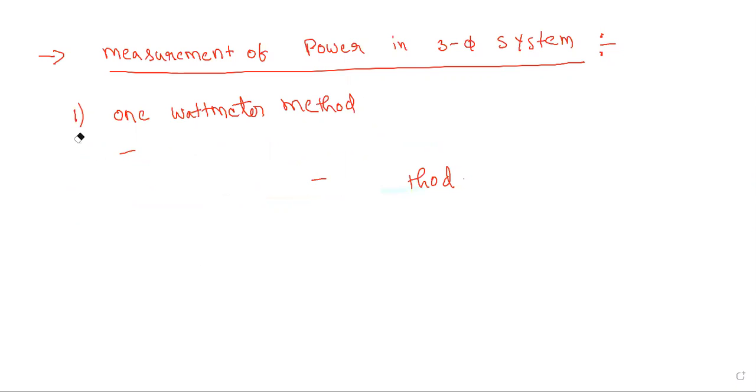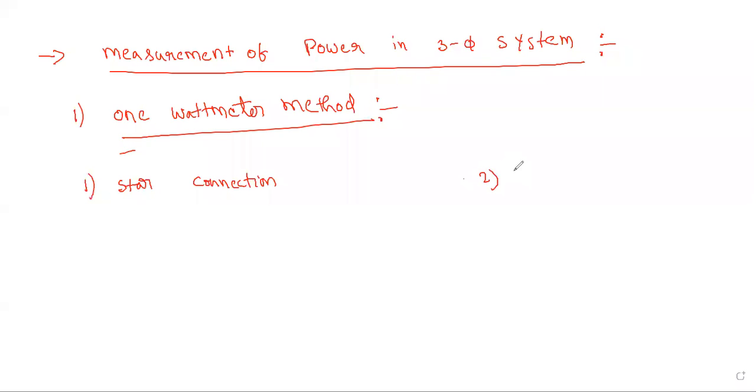First one we will see is the one-wattmeter method. So what are the types of connections here? First one is the star connection. Second one is the delta connection. Star connection and delta connection. So now I will draw the star and delta diagrams.